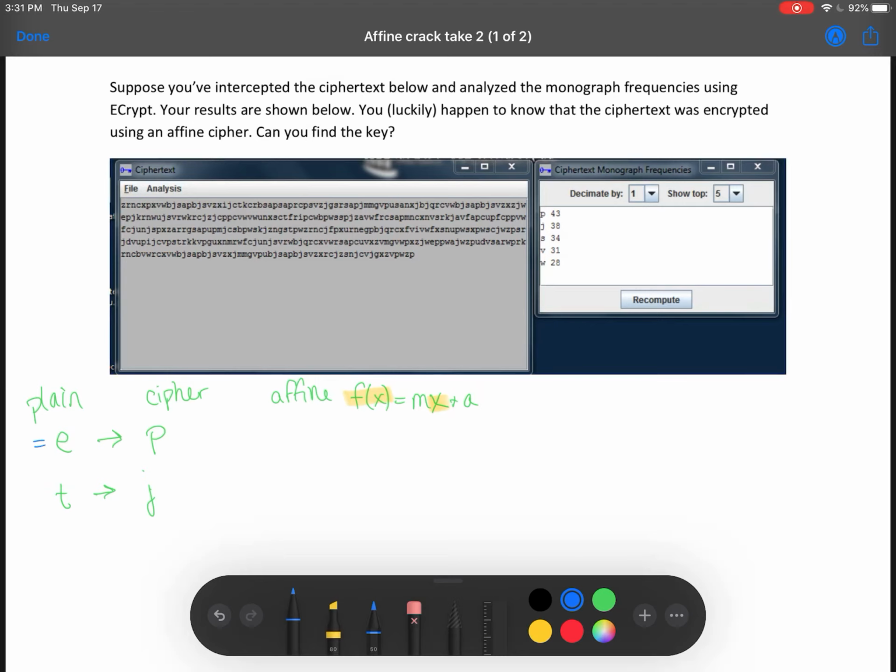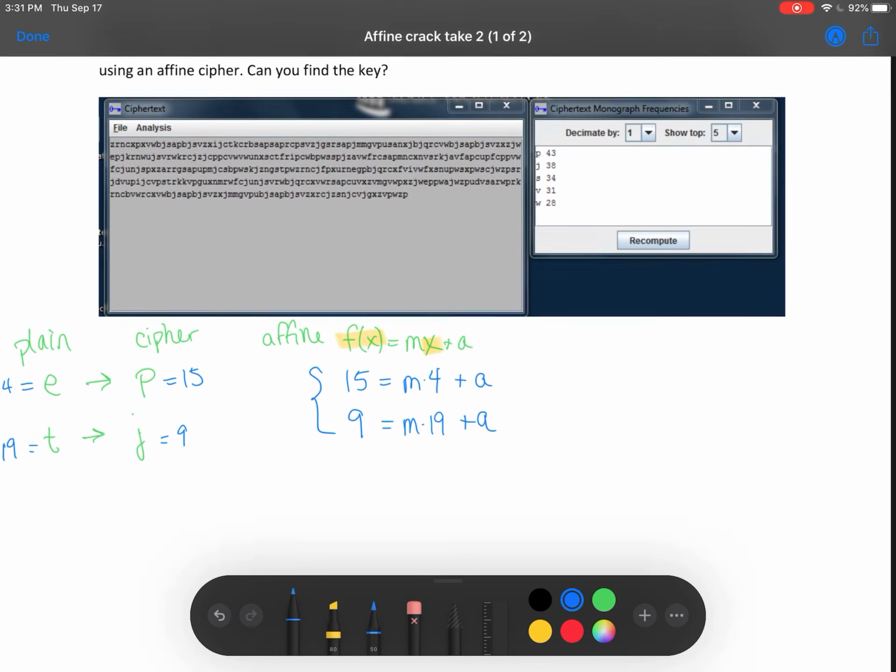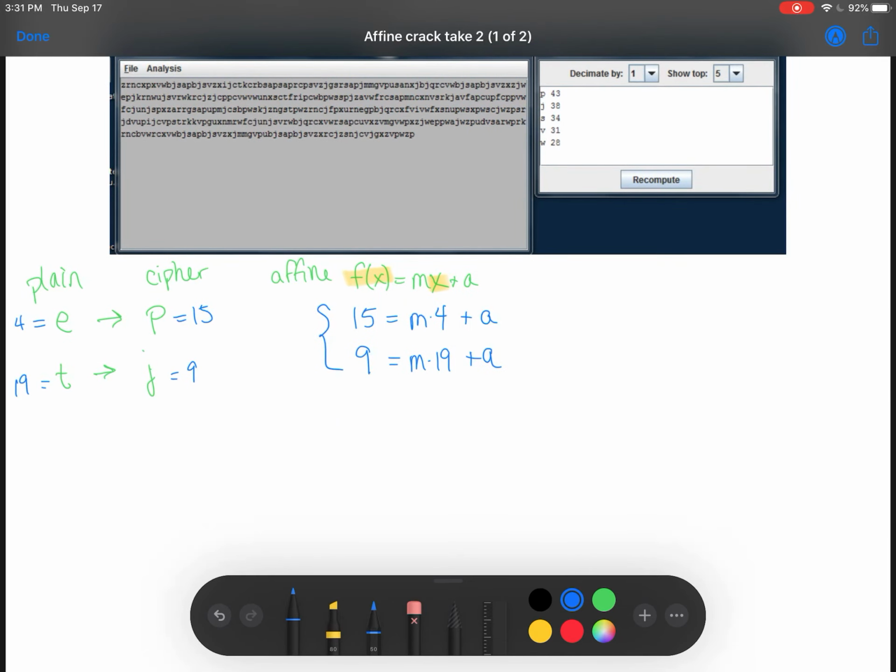So we happen to know, just checking our table, that E is equal to 4 and P is equal to 15. So we could plug that in: 15 equals M times 4 plus A. And then it happens to be the case that T is 19 and J is 9. So that gives us 9 equals M times 19 plus A. So this is our system of equations that we want to solve mod 26 in order to find the values of M and A.